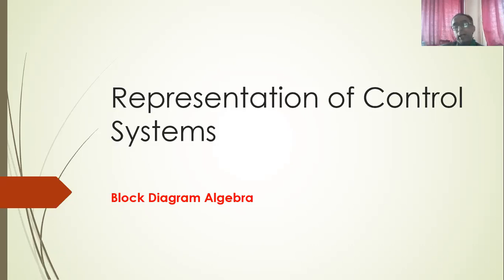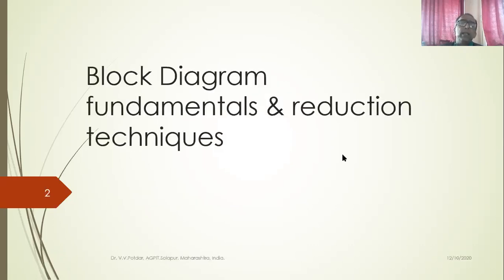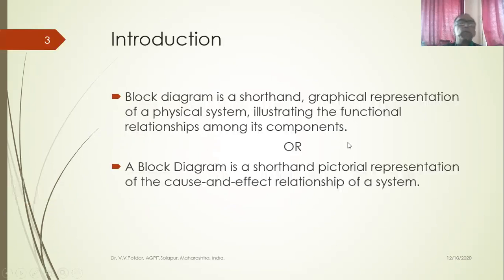One is the block diagram method of representation. The other is the signal flow graph method of representation of physical systems. In this lecture, particularly, we'll be focusing on block diagram algebra. We'll study block diagram fundamentals and block diagram reduction techniques. This is part of your unit number 5.